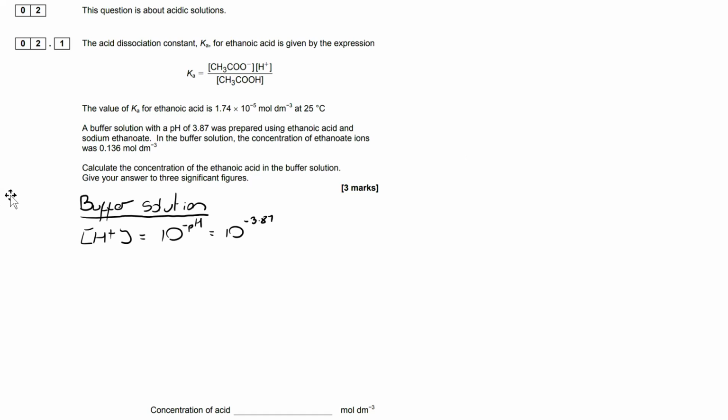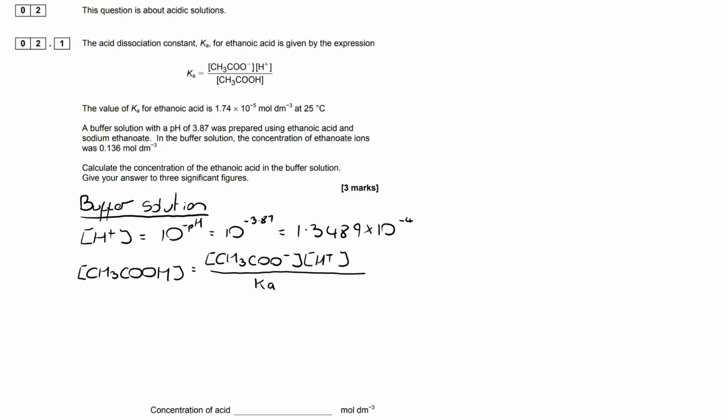So I'm trying to lay out all of the working out here. We're going to do that by 10 to the negative pH, 10 to the negative 3.87, giving us the value 1.3489 by 10 to the minus 4. Now, we are going to need to use the H+, but before we do that, we need to take our Ka expression and rearrange it to make CH3COOH concentration the subject, because it's that concentration that we're actually going to want to work out.